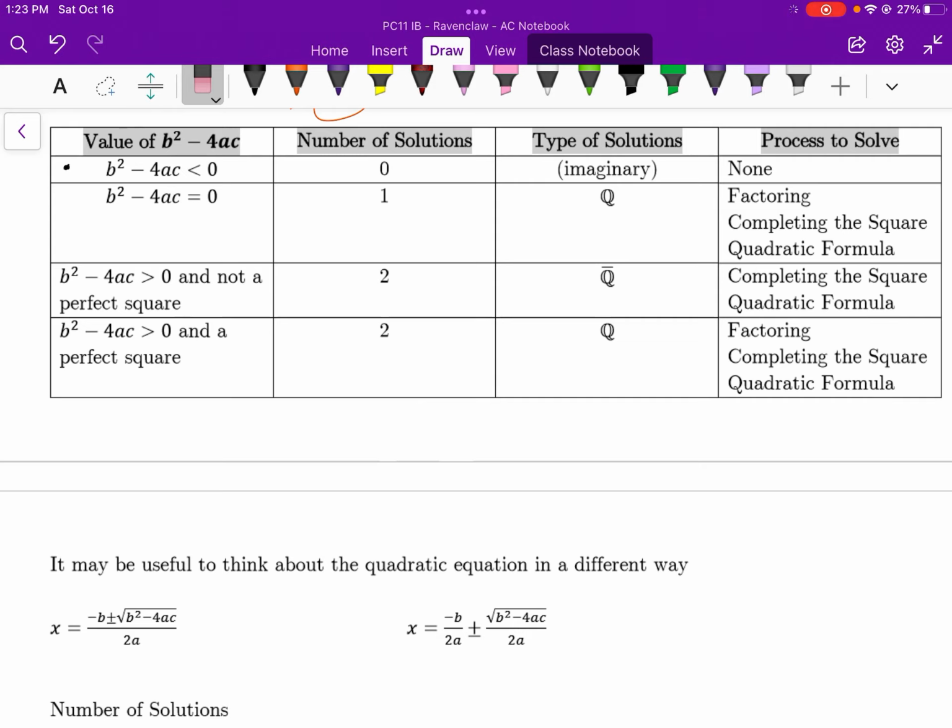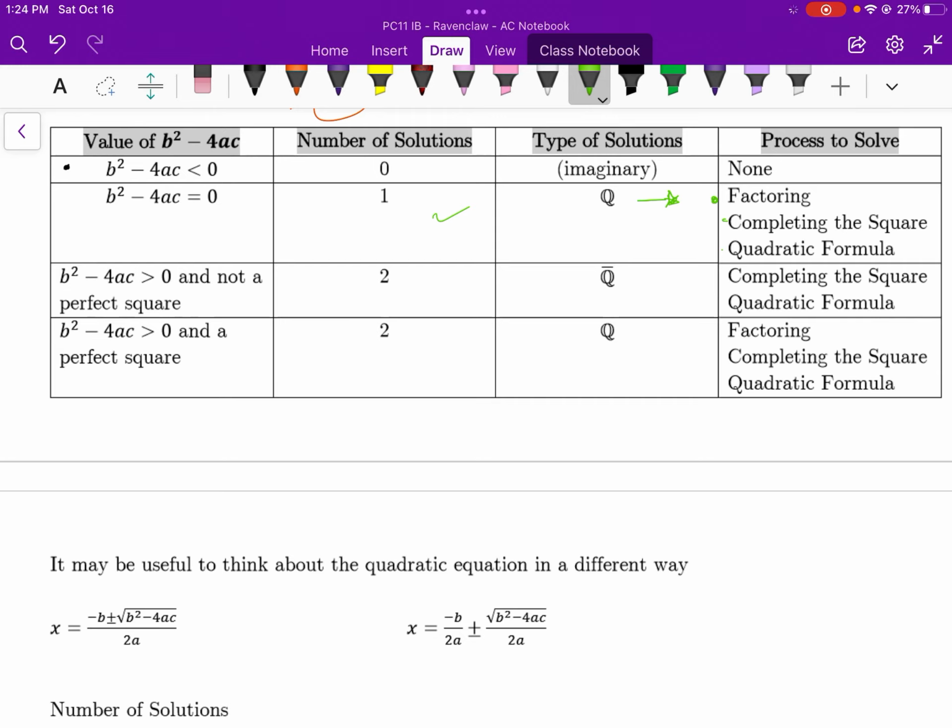If our discriminant is equal to 0, we have one solution. So we test out the value of our discriminant. We have one solution, and the type of solution would be rational. And since it's rational, we can factor. So those two generally go hand in hand. If something's rational, we can factor. We can talk about that if you want in class. Why is that so? We can always complete the square or use the quadratic formula.